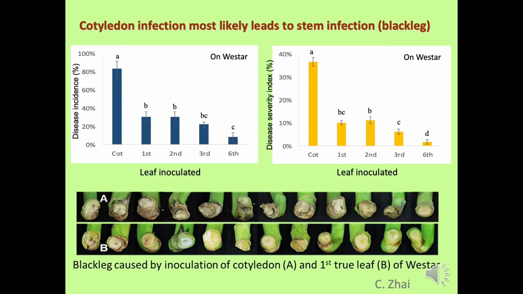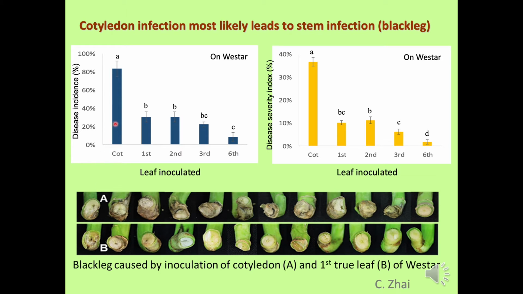First, we look at the optimal inoculation method that would lead to a high incidence of stem infection. It seems that at the seedling stage, inoculation of a cotyledon will most likely lead to stem infection as opposed to the inoculation of other lower leaves. Even between cotyledon and the first leaf inoculation, there is quite a bit of a difference in terms of disease incidence and the disease severity it can cause.